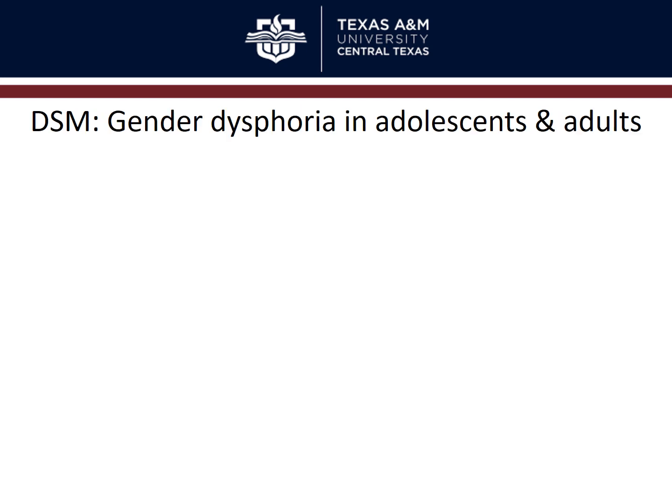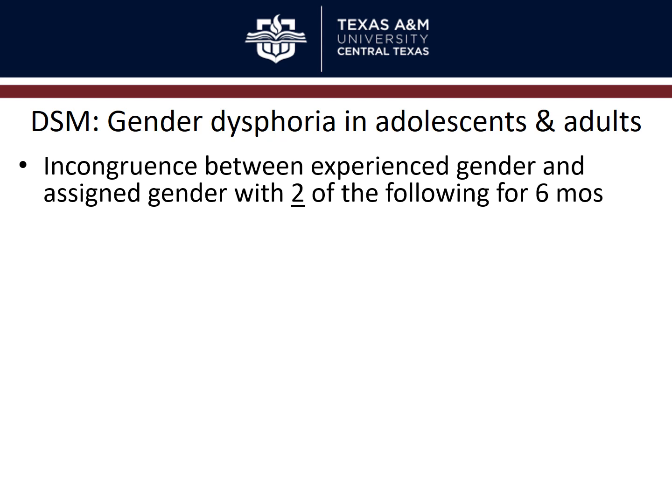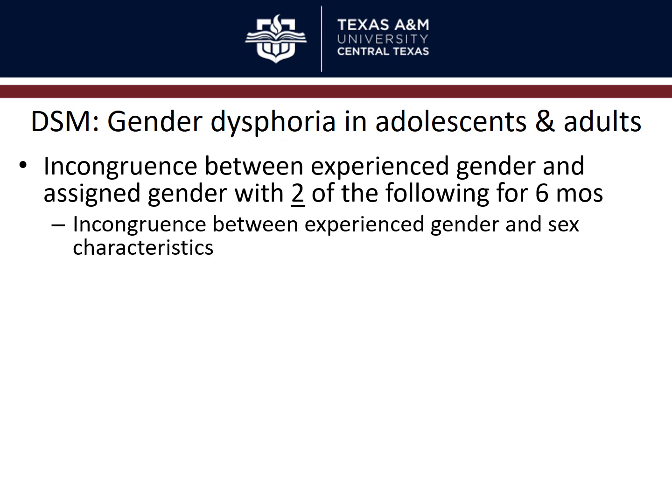For adolescents and adults, you have less stringent criteria, right? For kids, you had to have six indicators, because this happens and it fades, so we don't want to call it a disorder unless there are lots of indicators, not just one or two things happening. So again, you have incongruence between experienced gender and assigned gender, but now instead of six things, just two of the following for 6 months.